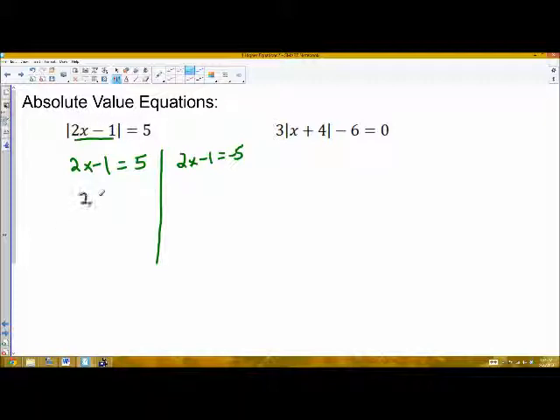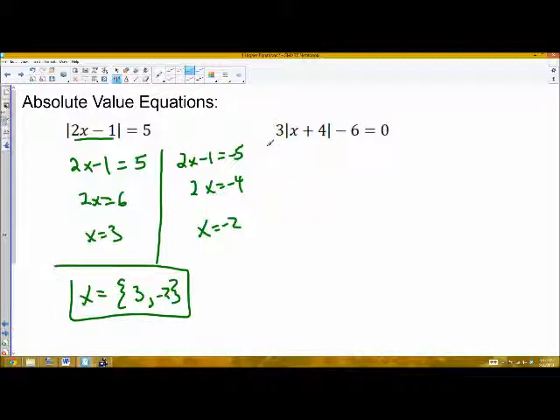When I solve this, I get 2x equals 6, which means that x is 3, or 2x equals negative 4, which would mean that x is negative 2. So I get 2 possible solutions. The last thing I need to do is check both of these, just like with the radical equations. When I plug in 3, 2 times 3 is 6, minus 1 is 5. So I get this. And negative 2, 2 times negative 2 is negative 4, minus 1 is negative 5, and the absolute value of negative 5 is 5. So both of these solutions work, and I get a solution set of 3 and negative 2 for x.